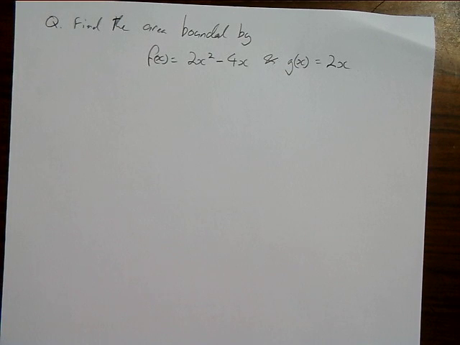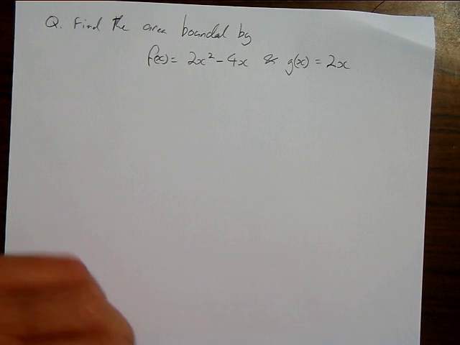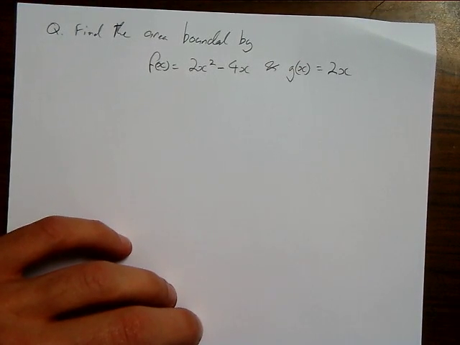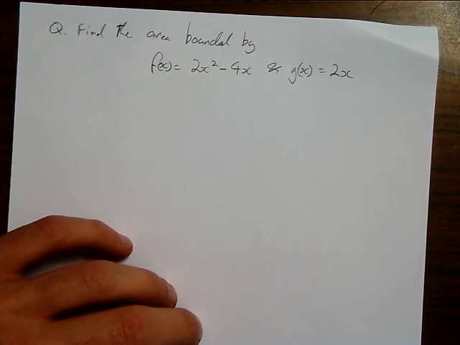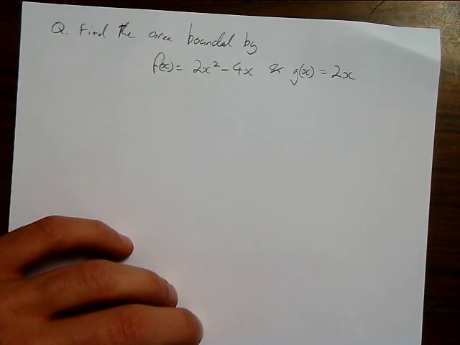Combining the two functions. And how do we do that? Take away one from the other. We take away one from the other. And does it matter which one we take away from the other? No, it doesn't, because we simply have to mod the area. Right?